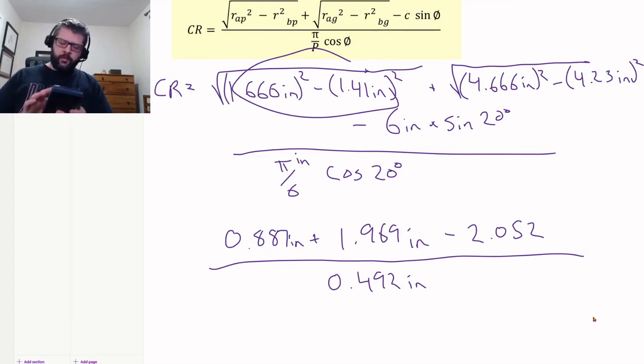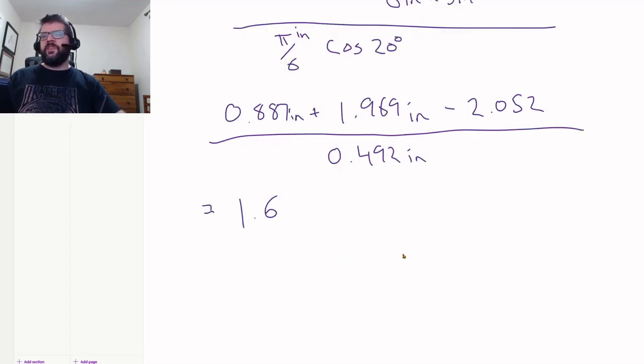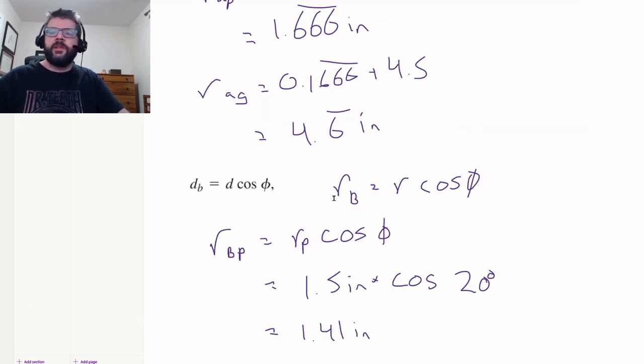So 0.887 plus 1.969 minus 2.052, that gives us 0.804 inches divided by 0.492 inches. That gives us a contact ratio of 1.63, which is on the high side. We're good. So yeah, there's your calculation of your contact ratio, your determination of whether or not you have interference or not, and we're good to go.